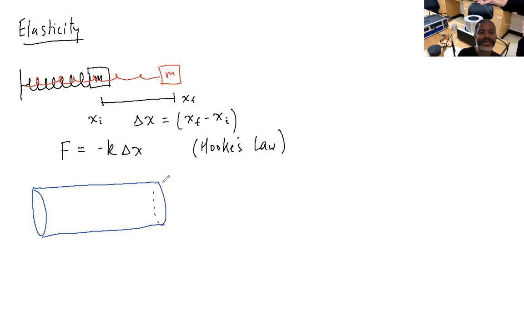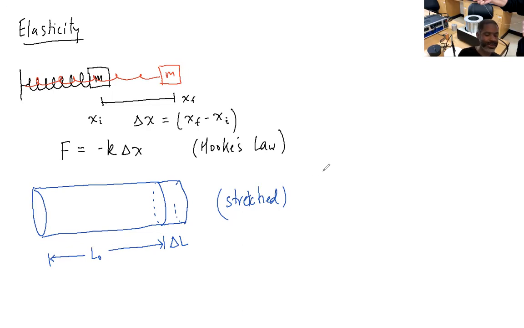Okay, and so we have some sample of material, and let's say we took it and we yanked on it, and we stretched it out. So it started out at this length, and by the time we were done stretching it, it had this length. So imagine the amount by which we stretch it, we'll call that length of stretch delta L, and the original length that it had to start with, we'll call that L0.